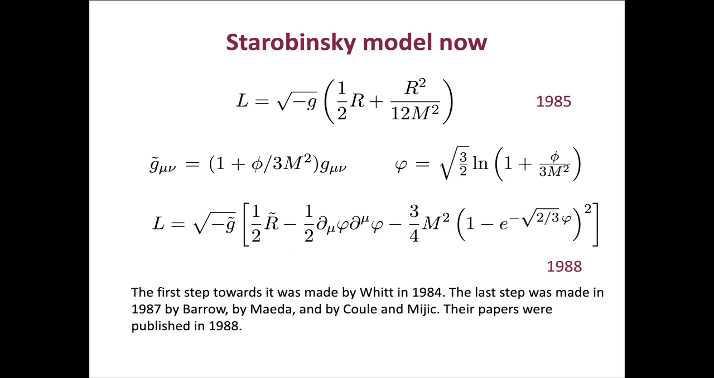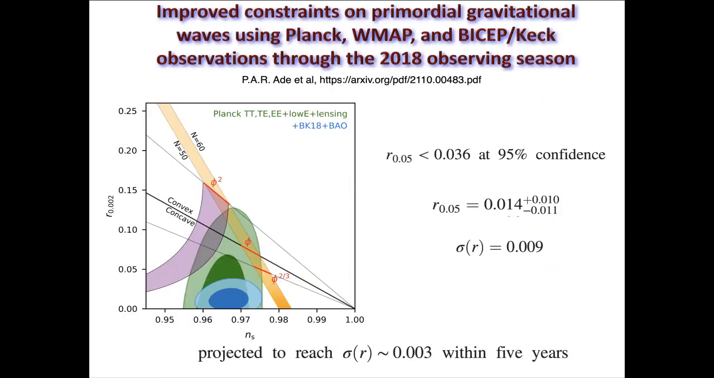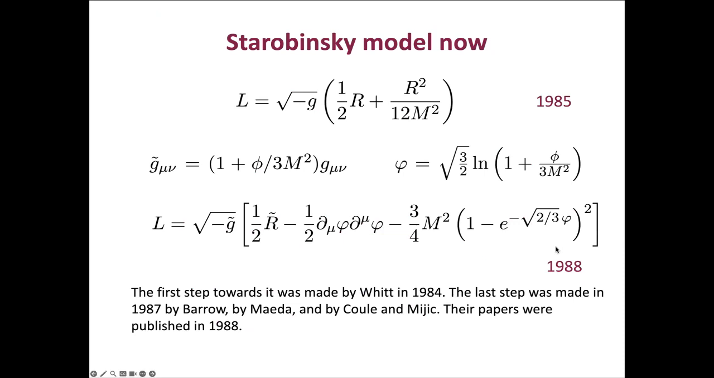And this part of the transformation, where you already have a canonically normalized scalar field plus this potential, was done only in '88. So depending on whom you're talking to, they call the Starobinsky model either R plus R squared or this model with exponential potential. Well, they are indeed related to each other, and they are indeed related to the original Starobinsky model, but they are not quite equivalent.